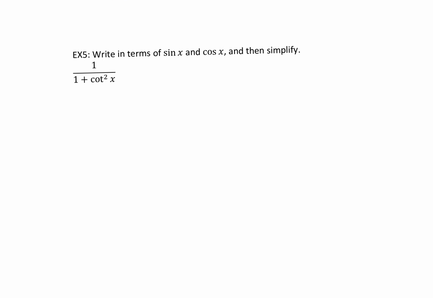So now in example 5, it says write in terms of sine and cosine and then simplify. So the problem with this one is when I write this in terms of, in this case it would be, it's cotangent, right? It would be 1 plus cotangent squared is going to be cosine squared over sine squared. So you see what the problem is?